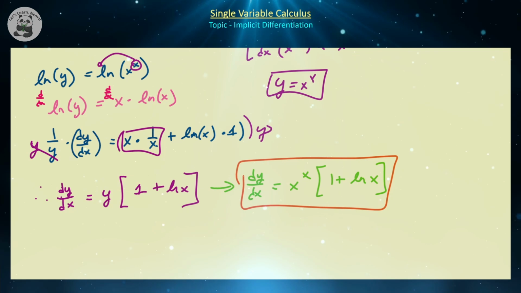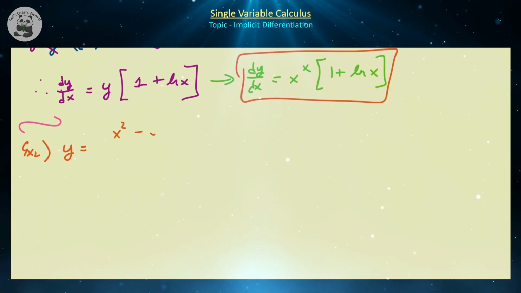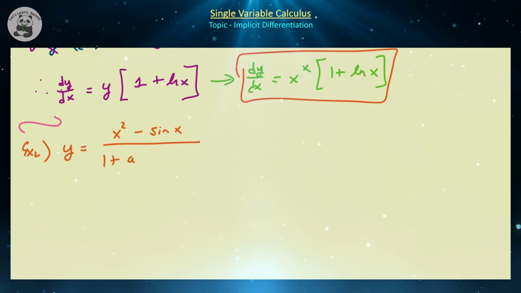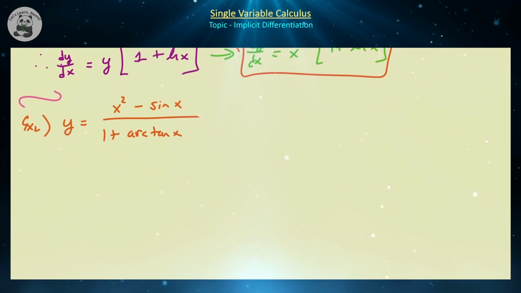Now, it doesn't have to be just used on tetrations or any fancy things like that. You can actually use this to bypass the product and chain rule on occasions, and sometimes this is actually preferred. So let's assume that we have y is equal to x squared minus the sine of x all over 1 plus the arc tangent of x. And let's actually use logarithmic differentiation to solve this equation.